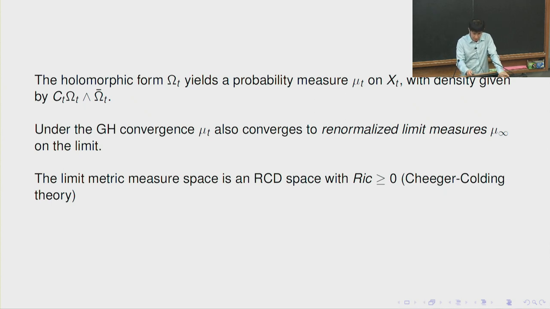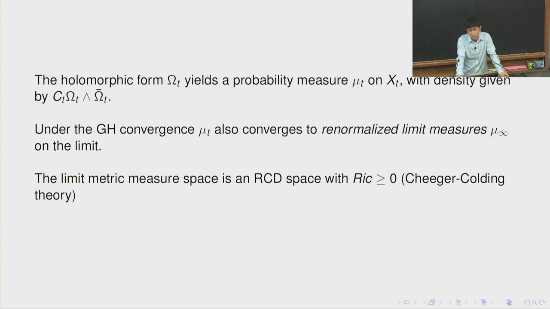One last piece of data: beside the metric, there's also a natural measure defined on these manifolds. It's essentially just the volume measure of the metric, but because of the equation, the volume form can be described in terms of the holomorphic form. So this measure can be defined without using the metric. It's just omega_t times the conjugate of omega_t, normalized so that it becomes a probability measure. Under this Gromov-Hausdorff convergence, you can also encode this measure, and then we get the so-called renormalized limit measure on the limit.